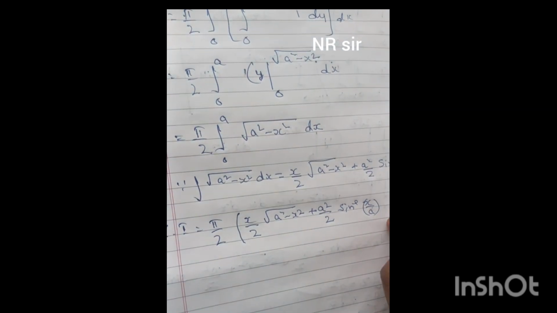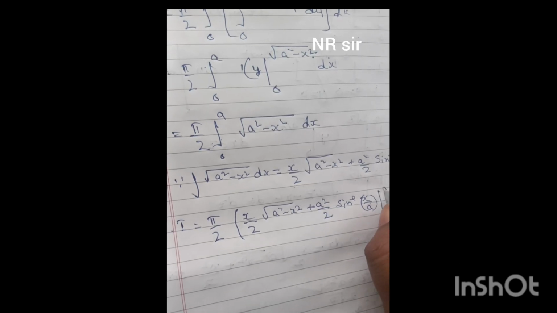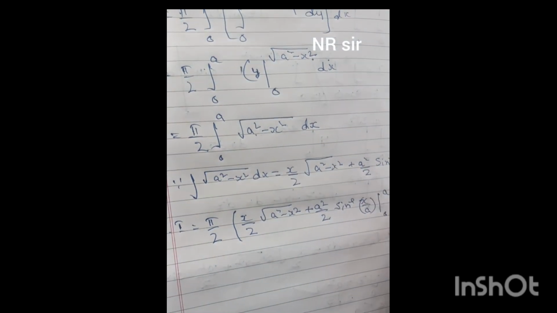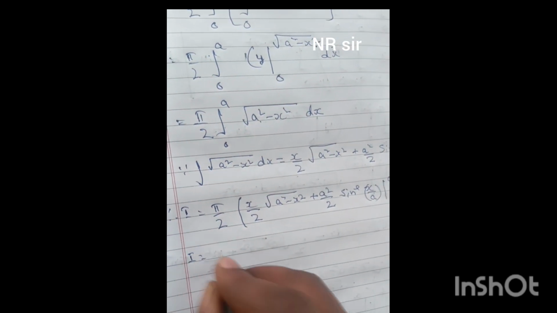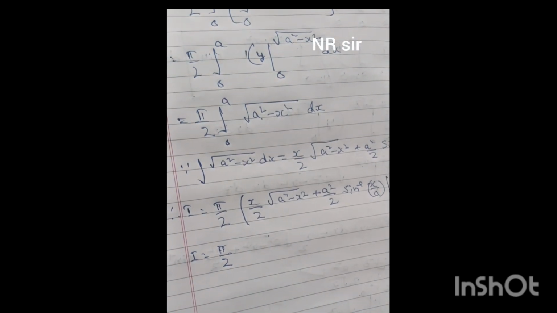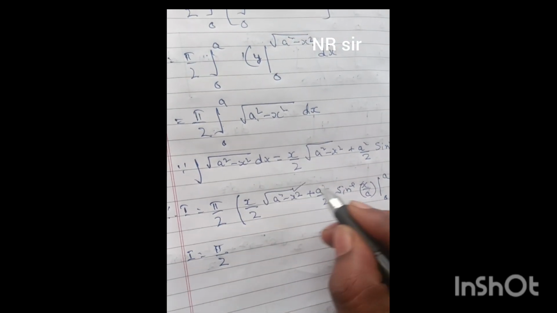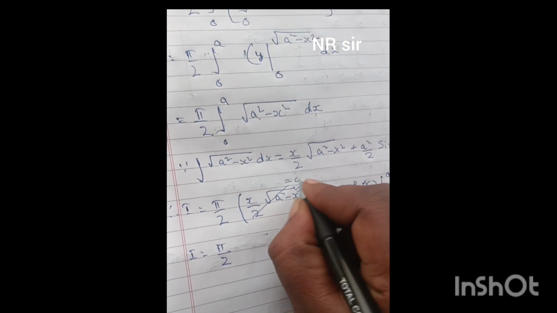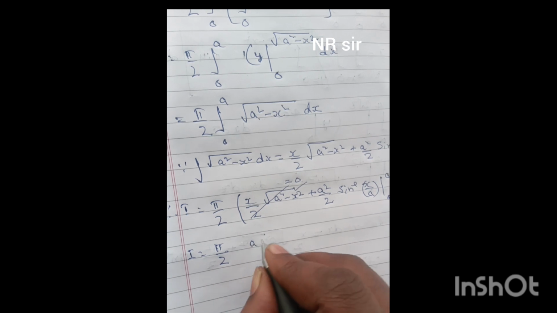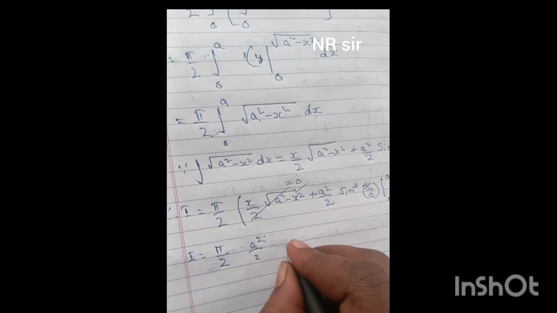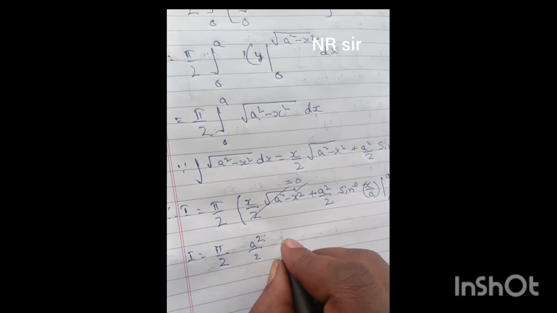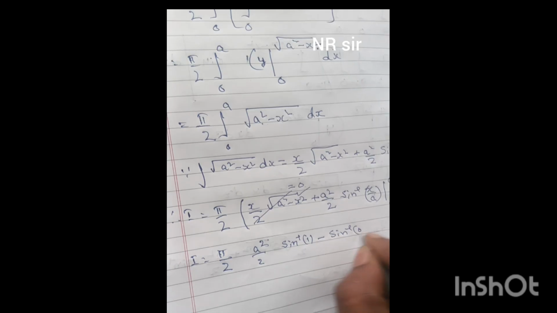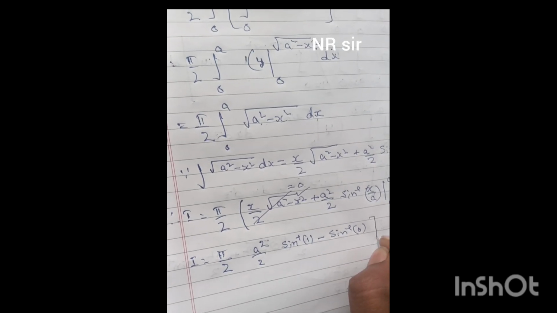So for this entire thing we have to apply the limit, that is 0 to a. We have done this by using the formula. Now if we solve this, we will get the final answer. This is pi by 2, keep it as it is. In the place of x, if we substitute a, then a square minus a square will become 0, so this entire term will become 0. In the other case, if you substitute the upper limit in place of x, this will become sin inverse 1. The lower limit is 0.